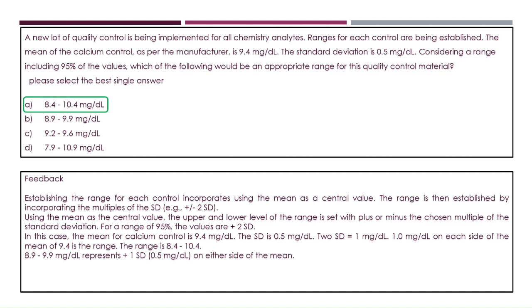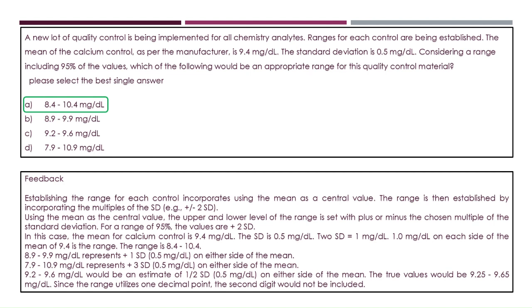8.9 to 9.9 mg/dL represents plus or minus 1 SD, 0.5 milligrams per deciliter, on either side of the mean. 7.9 to 10.9 mg/dL represents plus or minus 3 SD. 9.2 to 9.6 mg/dL would be an estimate of 1/2 SD, 0.25 milligrams per deciliter, on either side of the mean. The true values would be 9.15 to 9.65 mg/dL. Since the range utilizes 1 decimal point, the second digit would not be included.